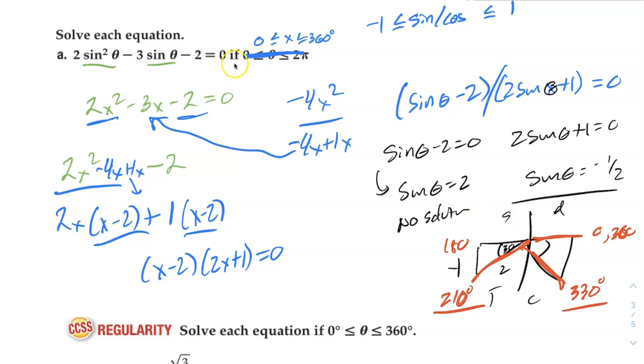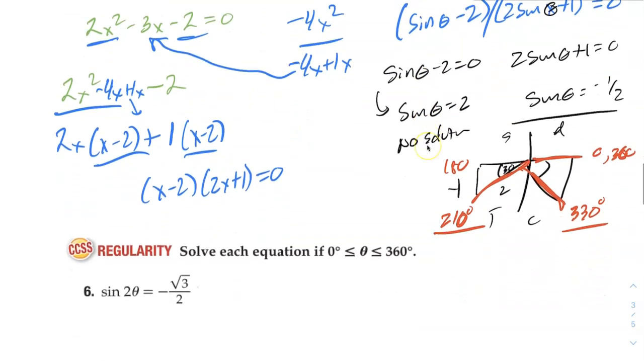So that's the point of this one. Sometimes you can get no solution. If you have sine or cosine and it equals a number bigger than 1, you can't solve it, so you get no solution.